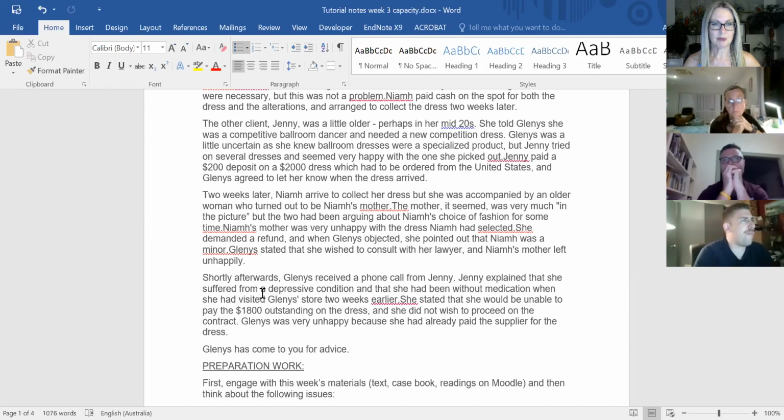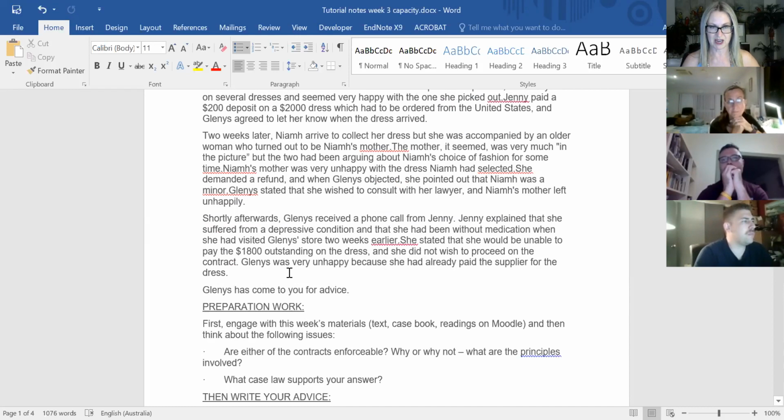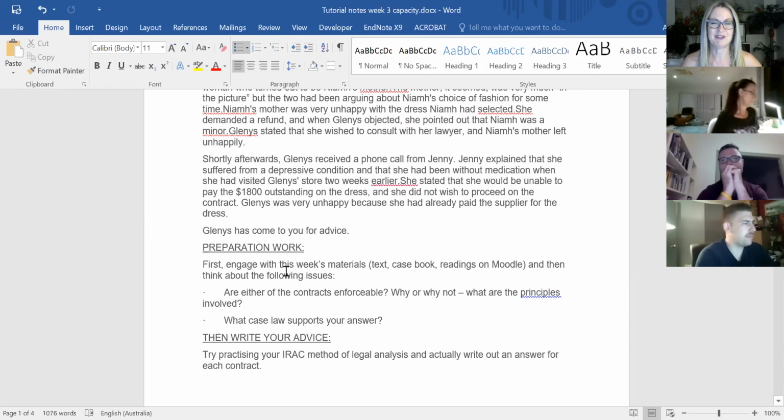Her mum's with her and says, nah, I don't want Neve to have this dress, and she demands a refund. She points out Neve's a minor, and Glennis says, okay, I'm going to go and see my lawyer about that. Then she gets the phone call from Jenny saying that she suffers from, oh, that's not laughable at all, suffers from a depressive condition.